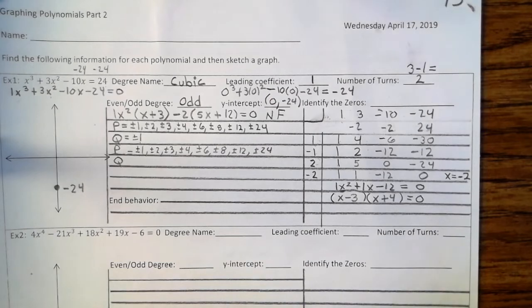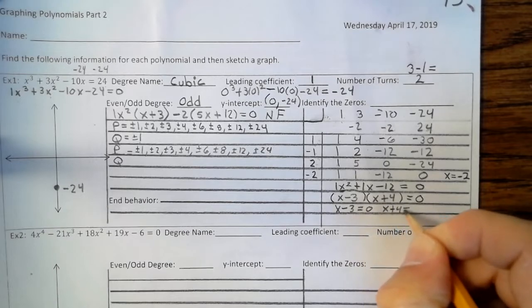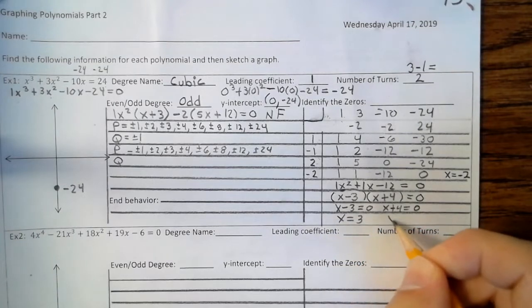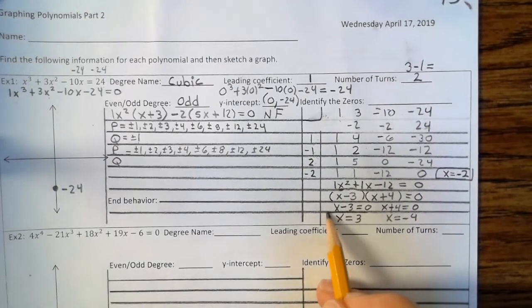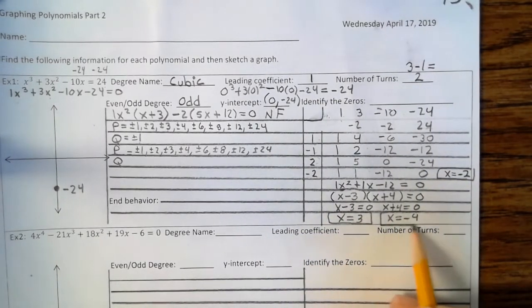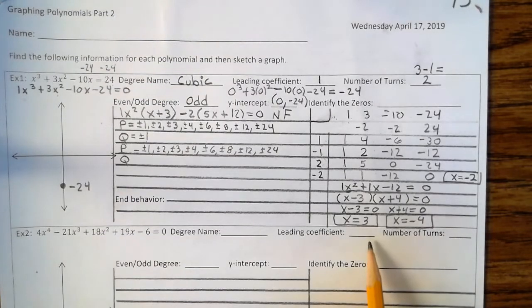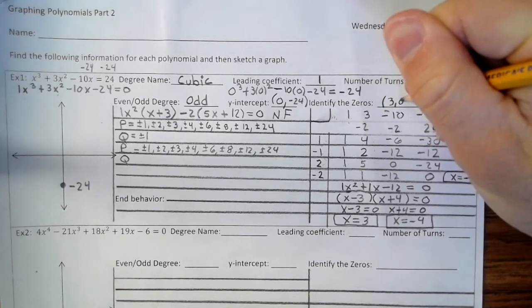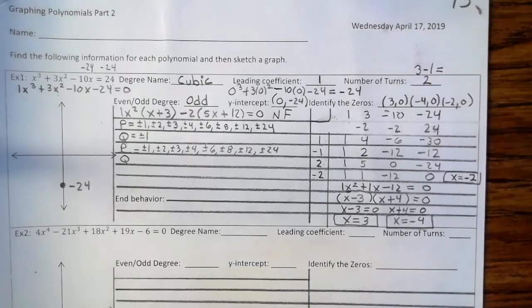Okay, now we're going to set those equal to 0. So x minus 3 equal to 0, x plus 4 equal to 0. So x equals 3 and x equals -4. So our zeros are (3, 0), (-4, 0), and (-2, 0).